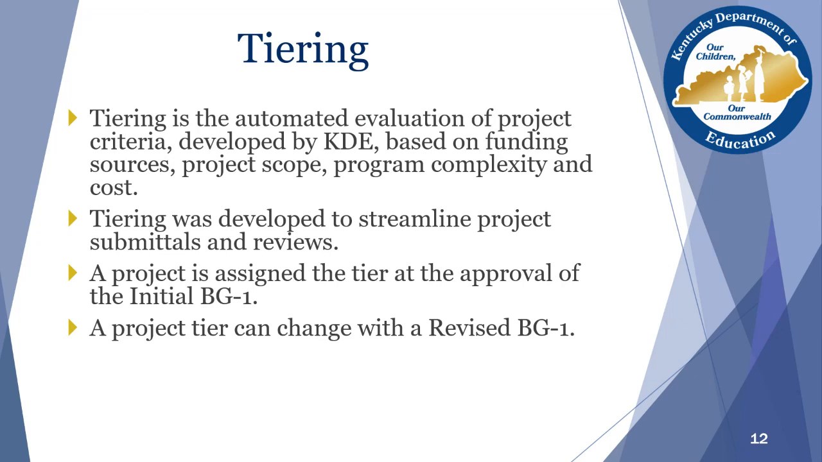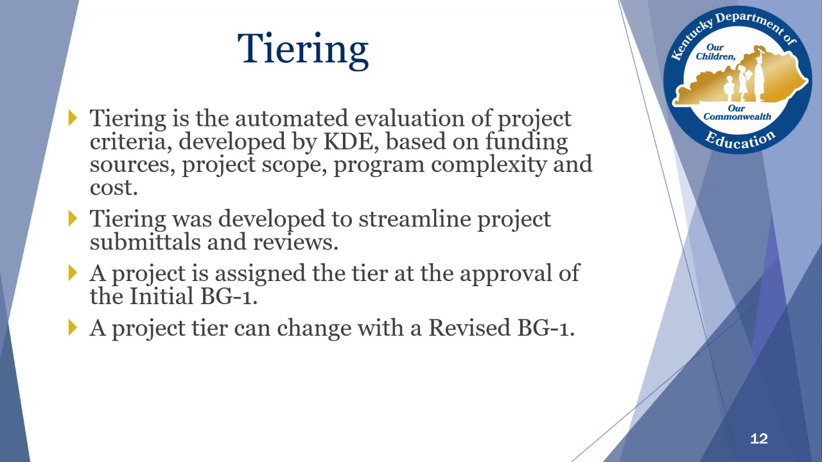Tiering. Tiering is an automated evaluation of the project. It was developed according to funding sources, the scope of the project, how complex it is, the cost. A lot of things went into developing that. And it's helped streamline the project. After your BG1 is approved, your tier is assigned. Please note your project tier can change with a revised BG1. It can either go up or down, either way.